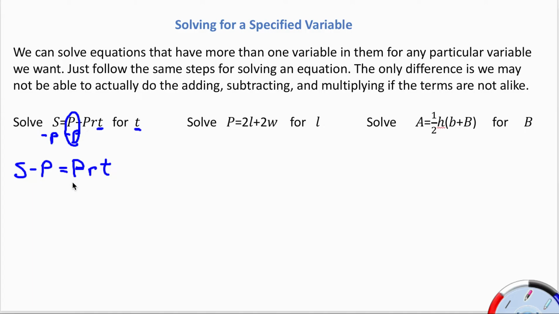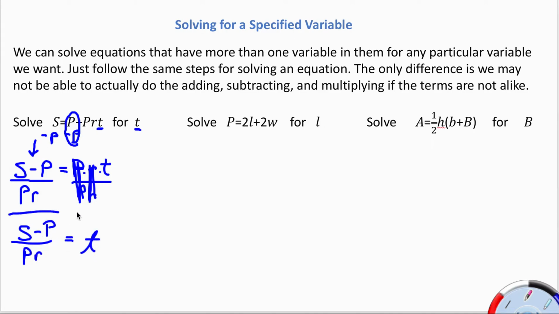Okay, and now undo anything being multiplied to the variable. So I've got a pr being multiplied by the variable. So I'm going to divide the entire side. The entire side. Okay, so that'll cancel and that'll cancel, leave the t all by itself. This will not cancel, right? It only works if there's only multiplication between everything, not with a plus or minus. So I just have to leave that s minus p over pr equals t. And once you get that variable all by itself, now instead of it saying s equals some stuff, you've solved it so that it says t equals some stuff.